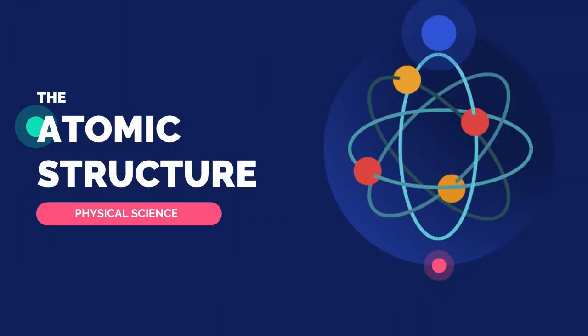Hi, so last time we talked about the different persons involved in the creation of the different theories about an atom, such as the plum pudding model proposed by J.J. Thomson, the planetary or nuclear model proposed by Ernest Rutherford, until we came up to the modern atomic model that we have today, which is the electron cloud model.